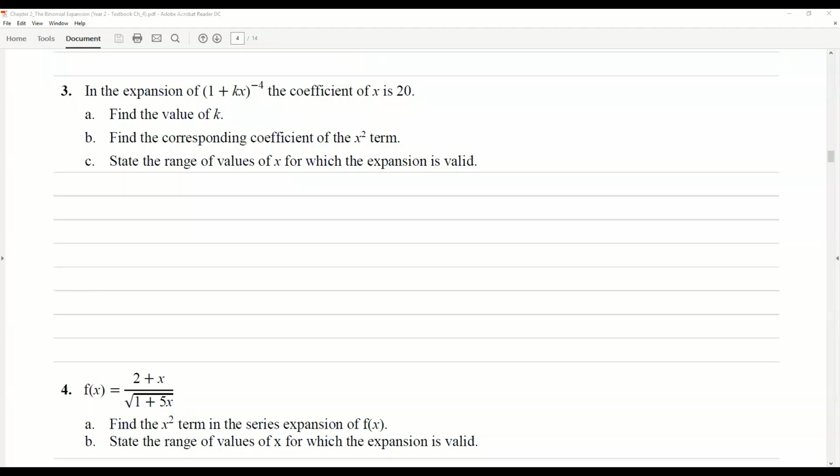Next up, we have a bit of problem solving. So this time, we're given 1 plus kx to the power -4. So that's what we're expanding. And we're told that we're going to use the definition. We're going to go through the steps, and then hopefully we'll have an equation to solve.